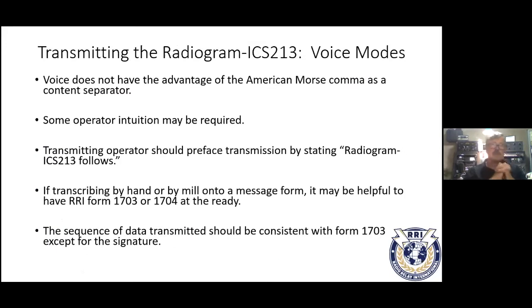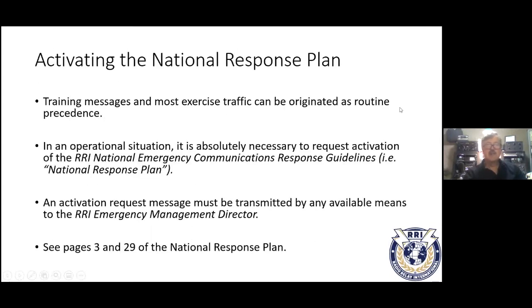Transmitting it by voice is going to require a bit of intuition. It's very important that the voice operator understand that it is a radiogram ICS213. You should be aware of the existence of Form 1703 and 1704. And once you tell him that, he should be able to easily discern the various components and where they go on the form, even though he doesn't have the benefit of that da-da-da-da prosign or American Morse comma to separate them. But sequence remains very important in translation onto message forms.